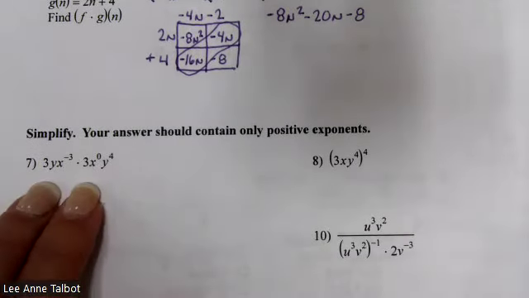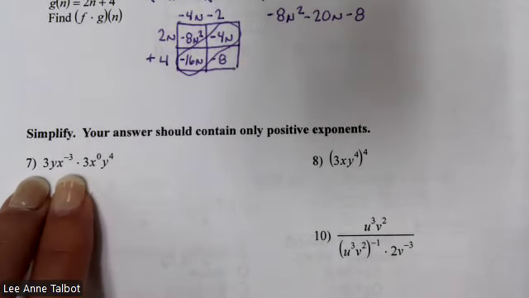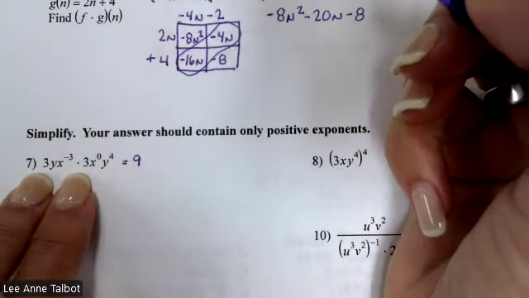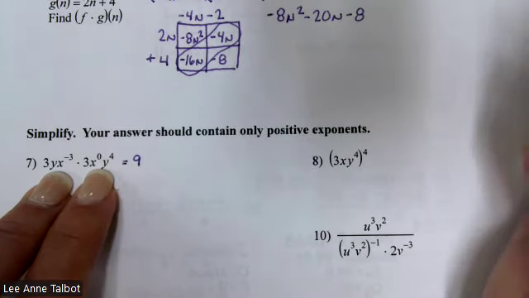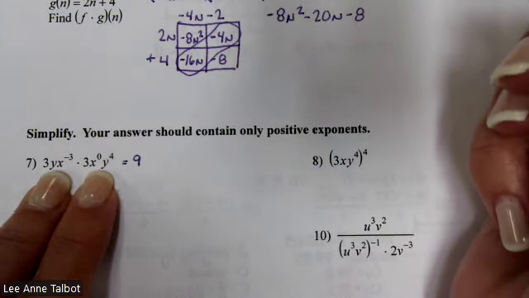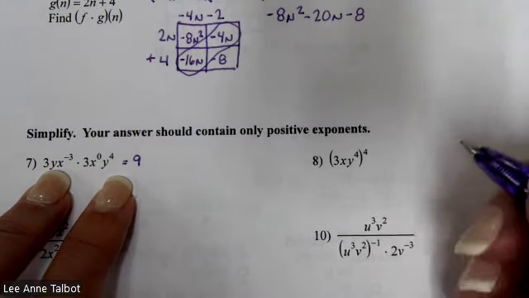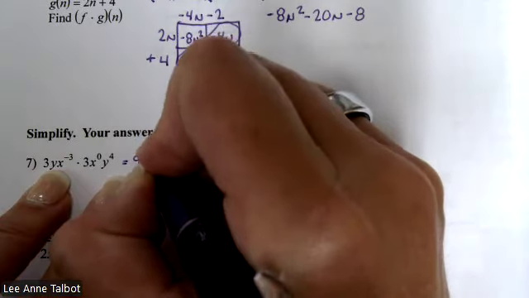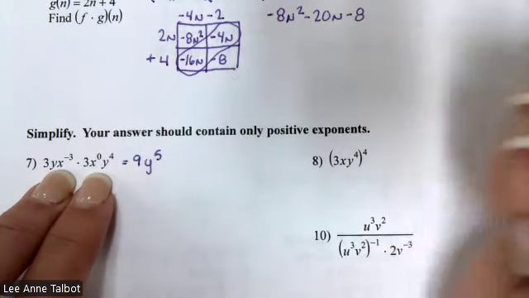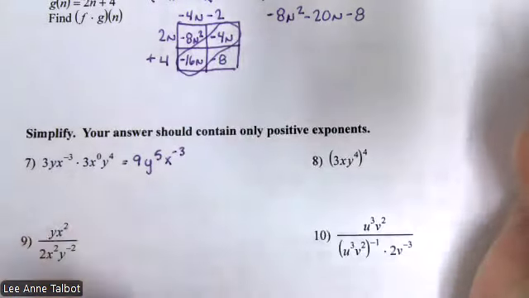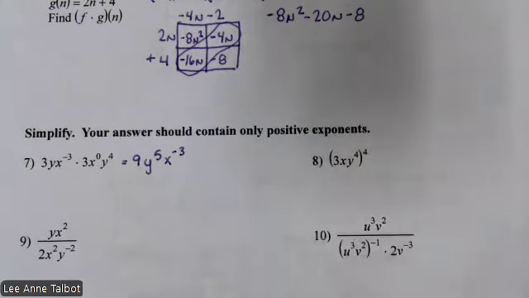So number 7 is a multiplication problem, and you multiply the numbers and add the exponents. Okay, so 3 times 3 is 9. How many total y's are there? 1 here and 4 here for how many total? 5. Okay, and then how many total x's are there? -3. Great job.